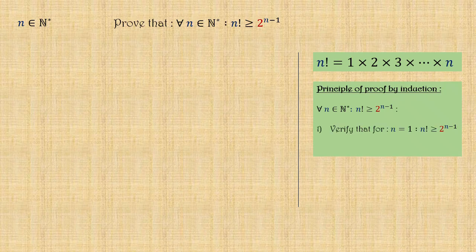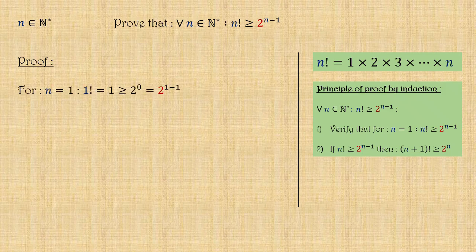First, we'll verify that for the first value of n, which is 1, our inequality, n factorial greater than 2 to the power of n minus 1, is true. And secondly, we'll assume that n factorial is greater than 2 to the power of n minus 1, and use this assumption to prove that n plus 1 factorial is greater than 2 to the power of n plus 1 minus 1, which equals 2 to the power of n. So let's see the proof.